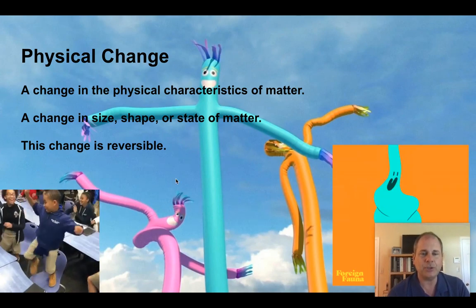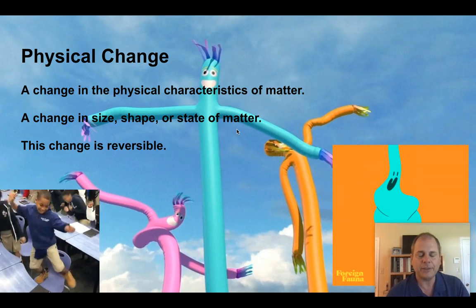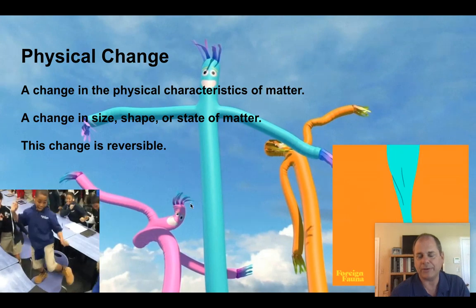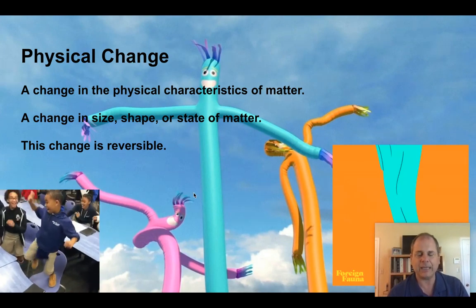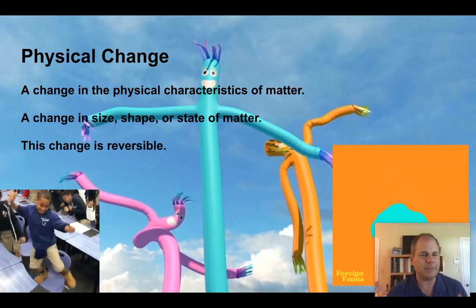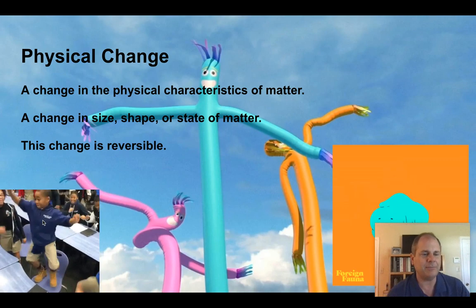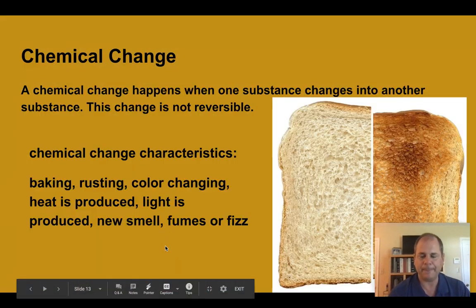This tube man you might see in front of a car lot that sells used cars or somewhere outside of a business, it changes shape, but it's still the same structure, still the same material. This boy, he's changing the shape of his body by dancing and moving around, but he's still a human body.